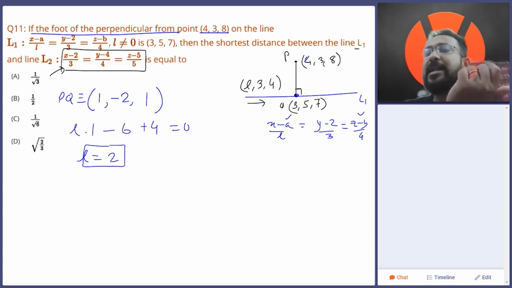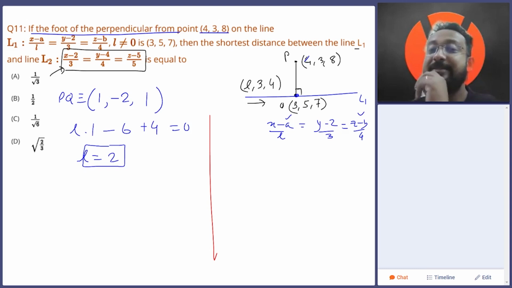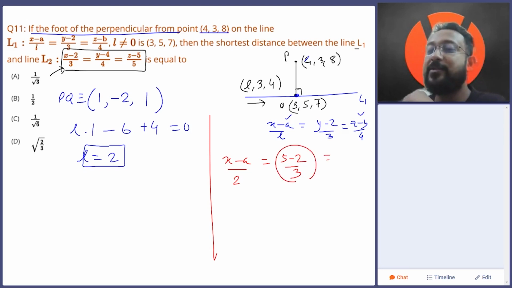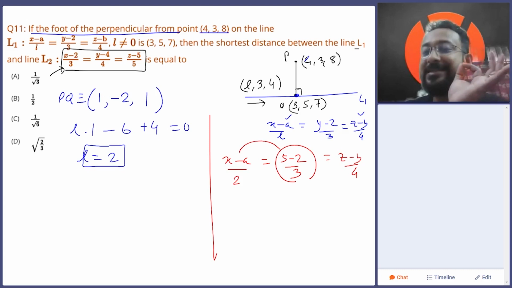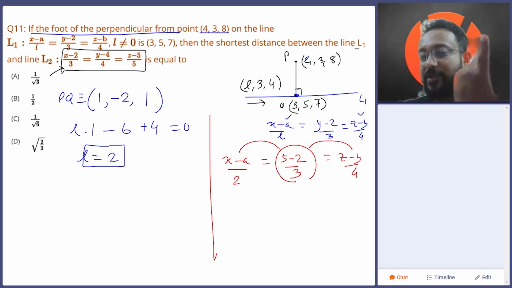So very simple. This point lies on the line or not? Yes. So will it satisfy the equation of the line? Definitely. It means X minus A upon L, which is 2, will be equal to Y minus 5 by 3, which is equal to Z minus B by 4. It means my job is done. Once I compare this and this, the question is over.